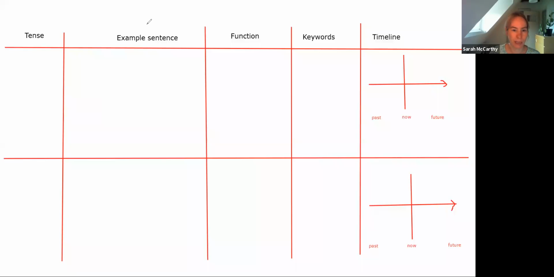Hello everybody, today I'm going to be talking about the past simple and the present perfect tenses, so two tenses today. So going to the whiteboard. Okay, so the tenses we'll be looking at will be past simple and present perfect.